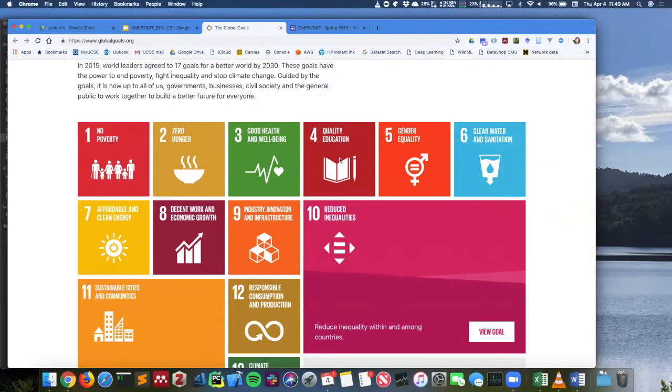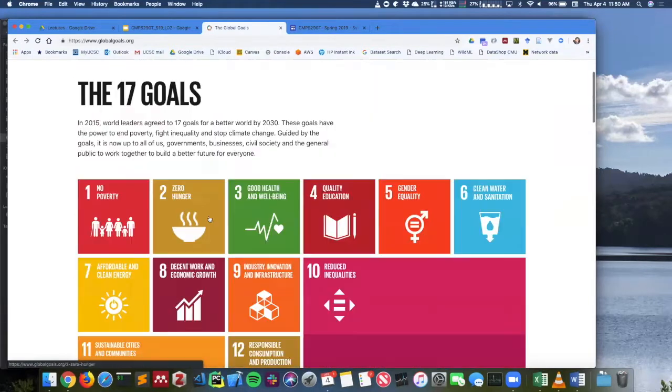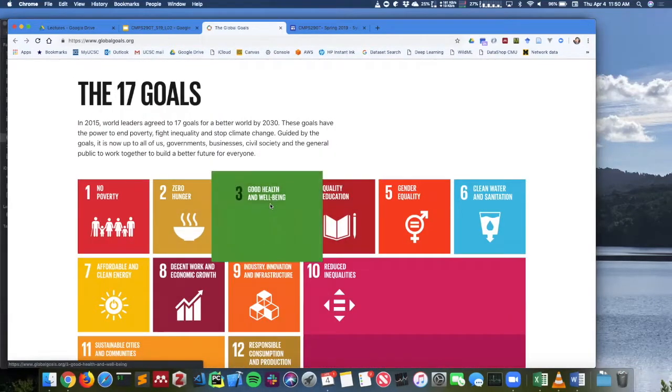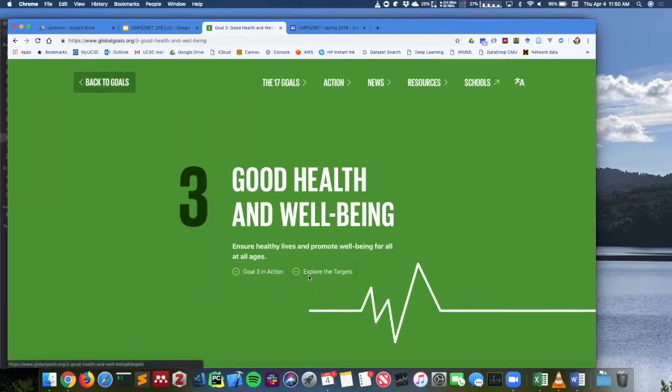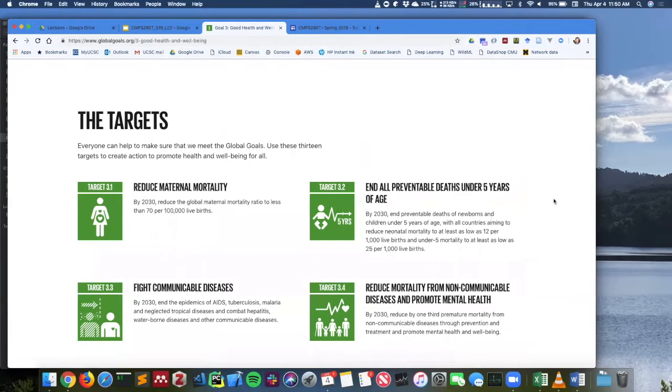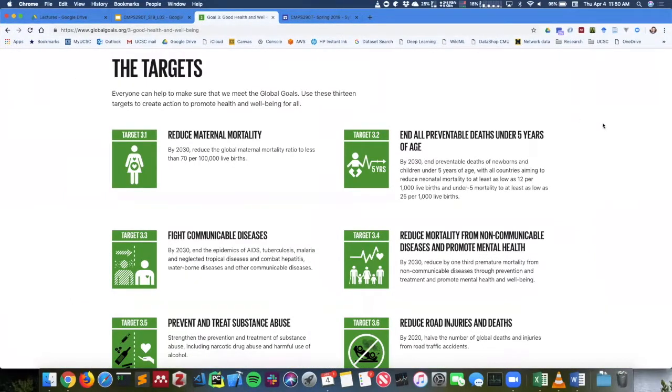If you go to this particular site, you can see that they have these details around each and every goal. And if we go to any goal, let's say good health and well-being, each goal has certain actions that are taking place, but each goal has targets. And targets are what we will primarily focus on. So suppose in global health, good health and well-being, these are the targets: reduce maternal mortality, end all preventable deaths under 5 years of age.